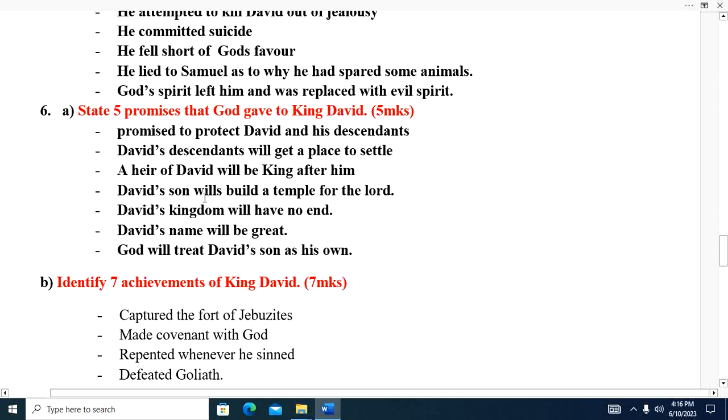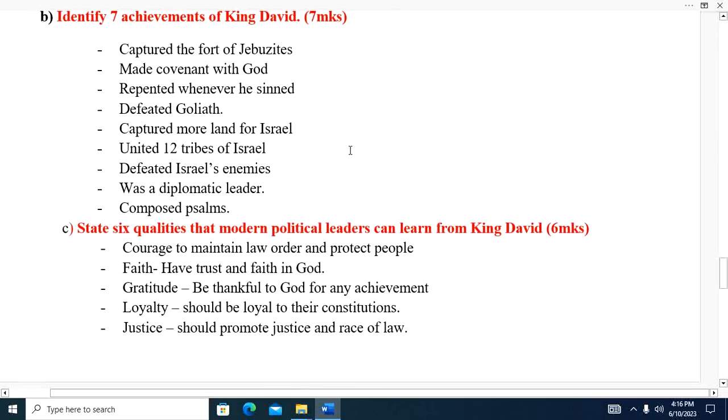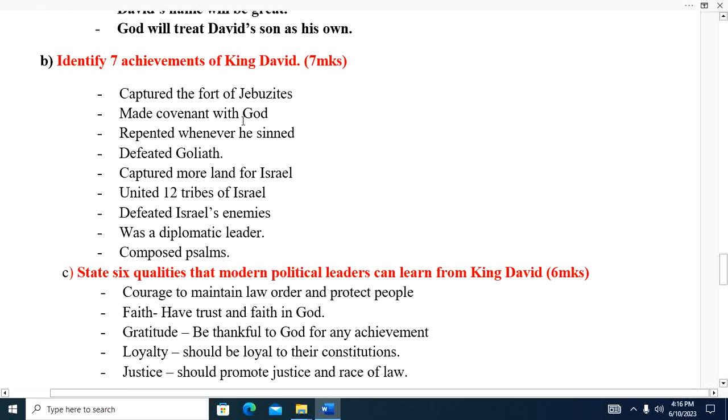Next, David's son will build a temple for the Lord. Next, David's kingdom will have no end. Next, David's name will be great. Next, God will treat David's son as his own. Go to the next question. Identify 7 achievements of King David.